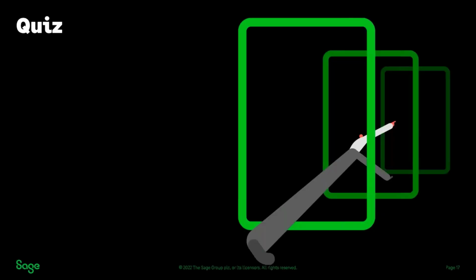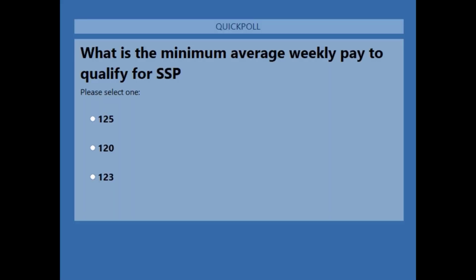Okay, we'll move on to the next question. So this one is regarding the average weekly pay. So what is the minimum average weekly pay to qualify for statutory sick pay? Is it £125? Is it 120? Or is it 123? And again, we'll leave this running for a minute.